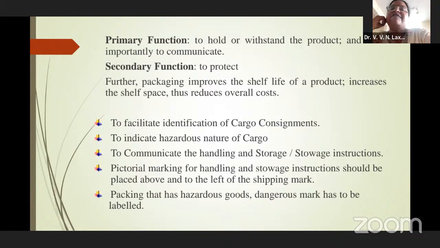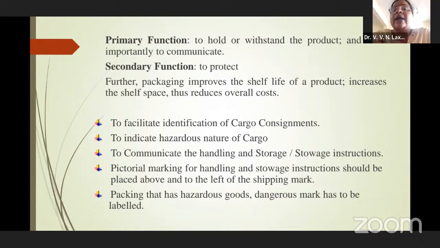Further, packaging facilitates identification of cargo consignments, from which country, from which company it has come, and to which country and to which particular destination it is heading. This information will be visible and clear from packaging. And this packaging also indicates if any hazardous or harmful products are available within the cargo, and what are the precautions that are to be taken while handling that particular cargo is also expressed over there.